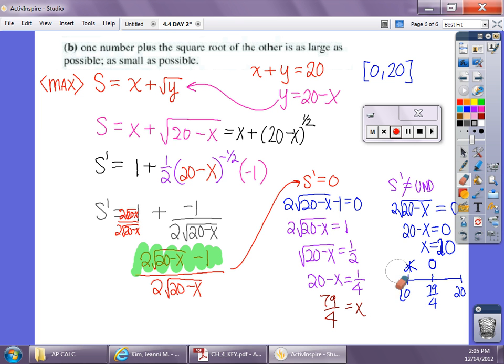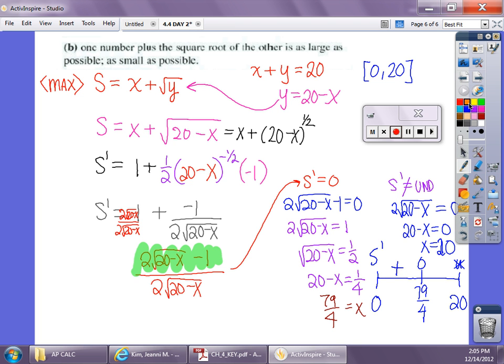Wow, the sign chart is a hot mess. So let's fix this before I try to move on. The sign chart for s prime would have 0, 20, undefined derivative, and 79/4 is right here with a 0 derivative. I am so sorry. So let's put in the value of, let's say, 10. And so if I put in the value of 10, that would be a positive.